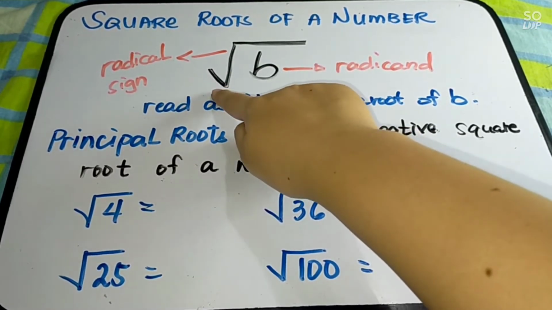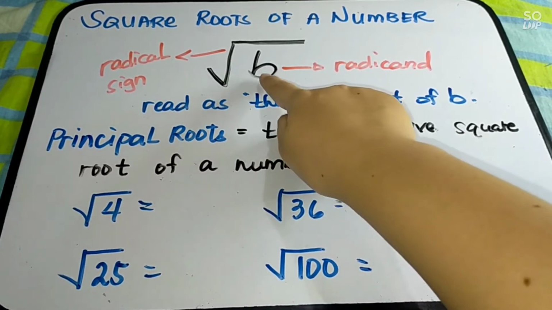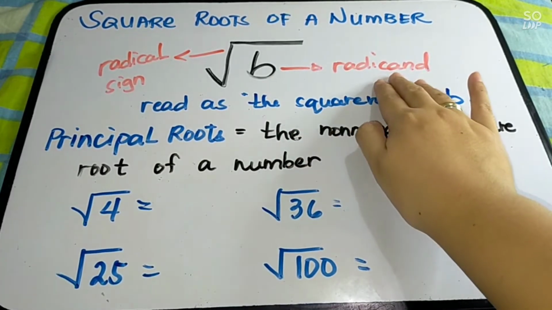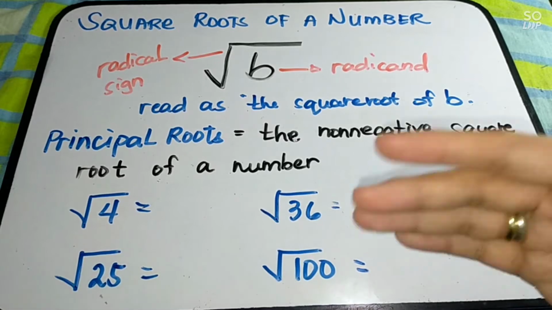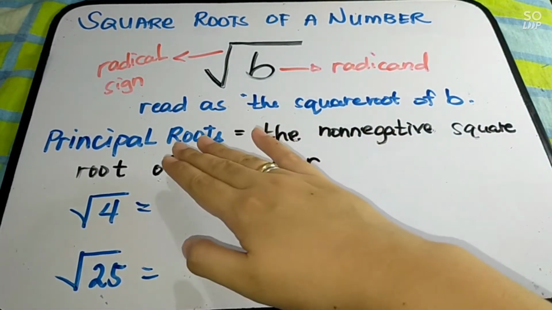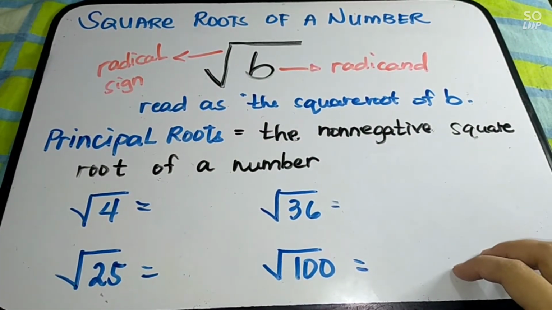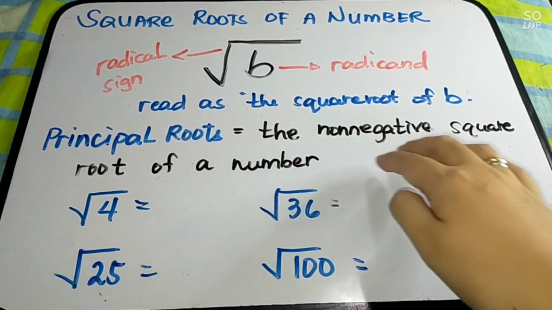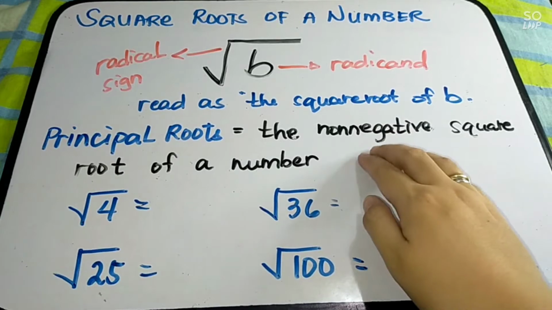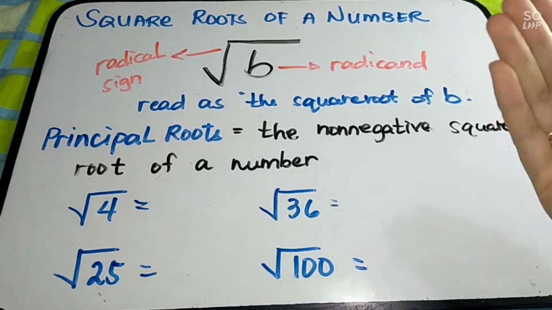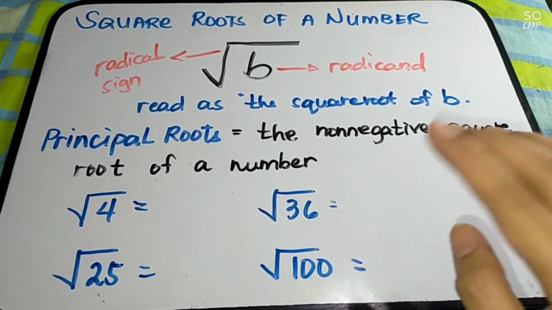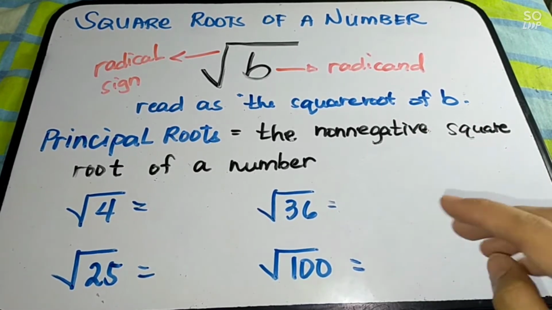We have, this one is the radical sign. Then, yung nasa loob ni radical sign, ang tawag naman sa kanya is radicand. Then, in finding the square roots, meron tayong tinatawag na principal roots. When you say principal roots, these are the non-negative square roots of a number. Pag sinabi mong non-negative, therefore, positive numbers lang yung ating i-accept as the roots of the given numbers.